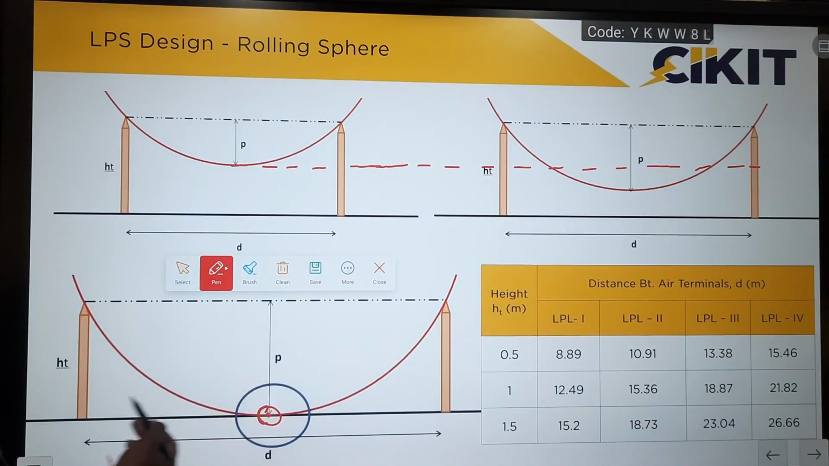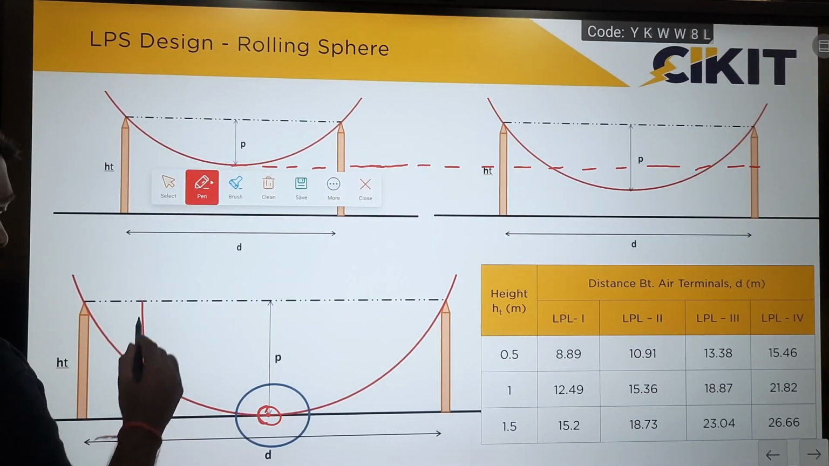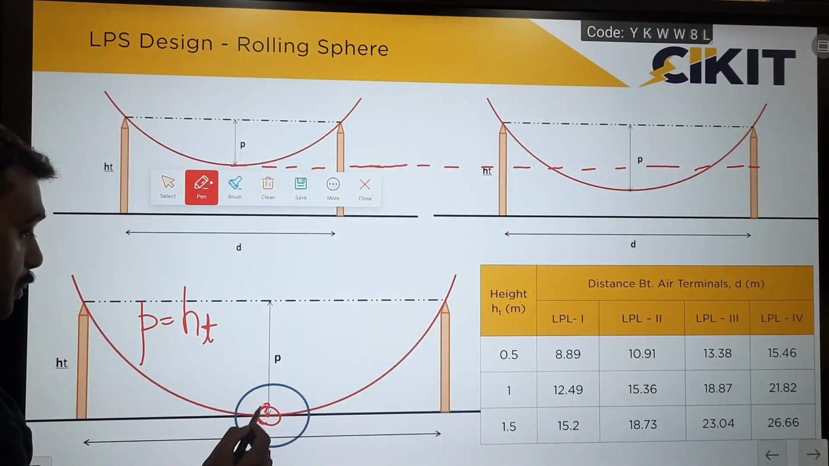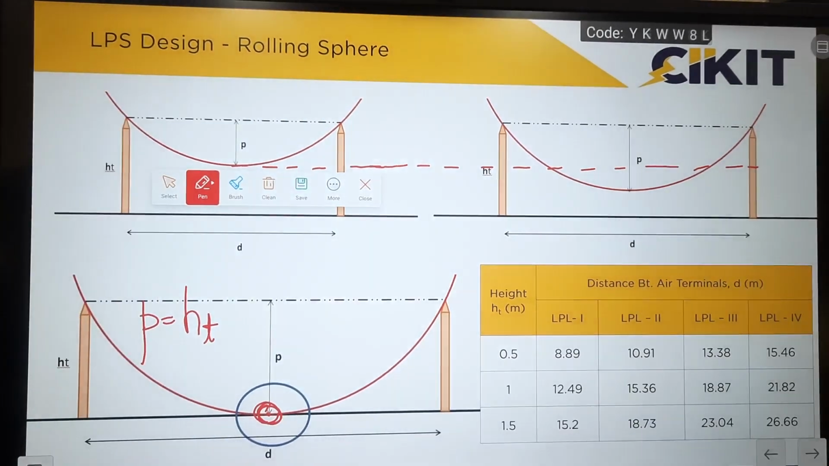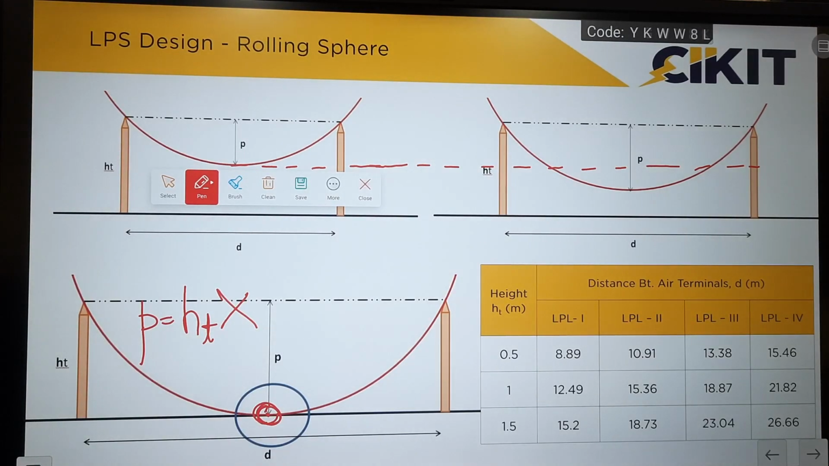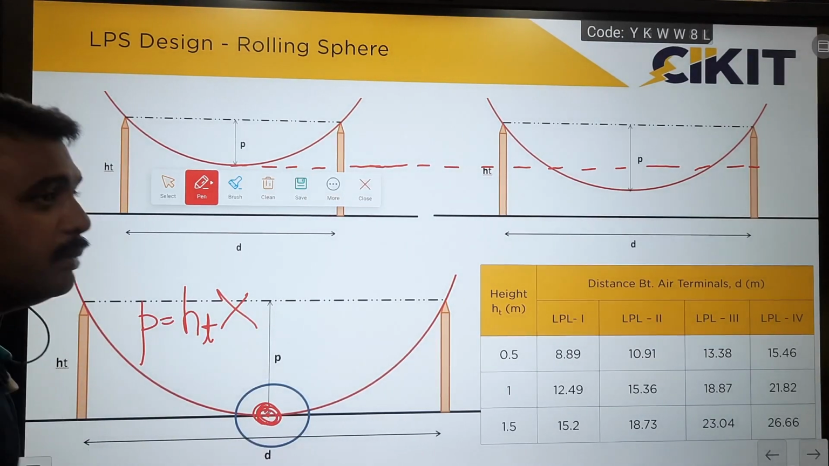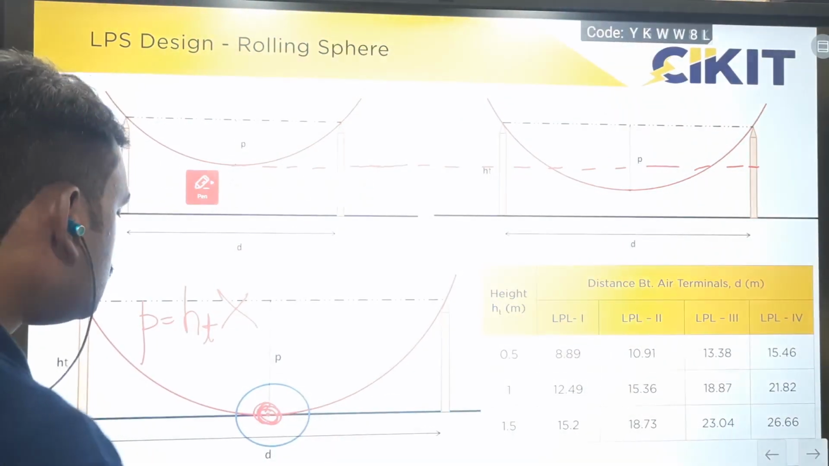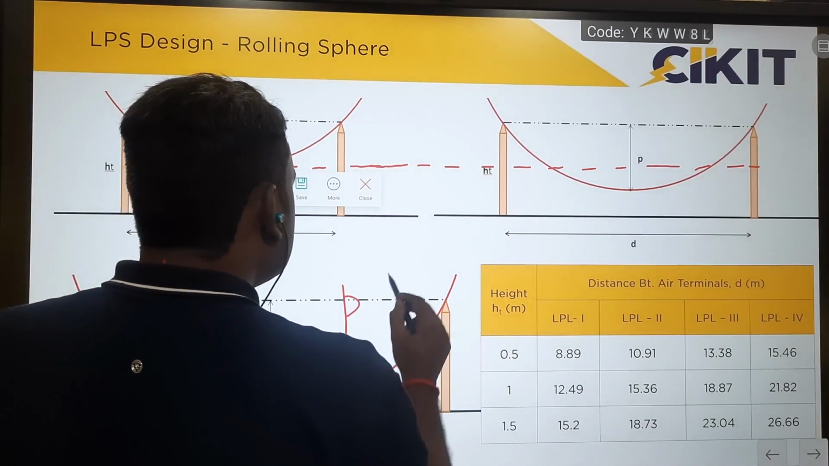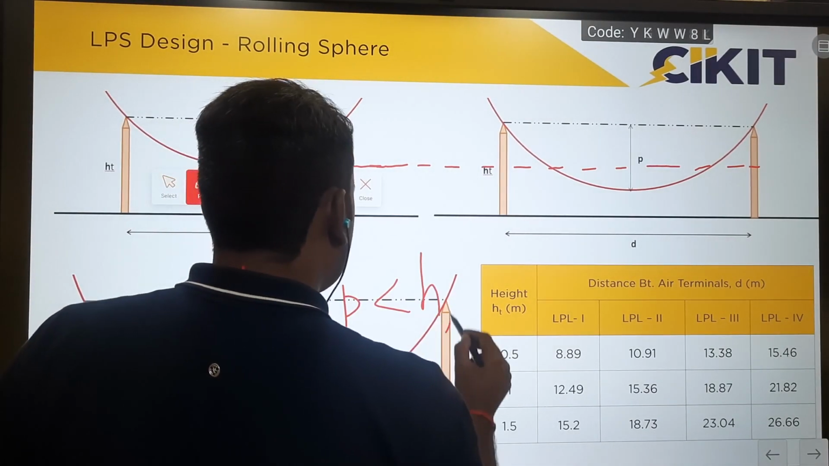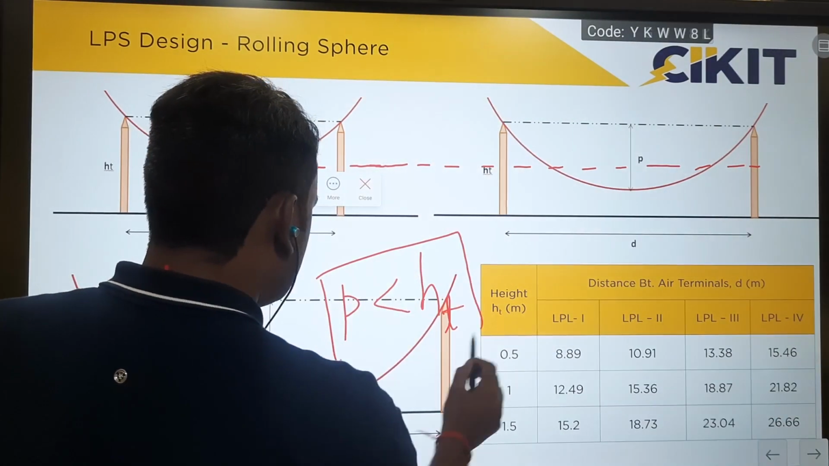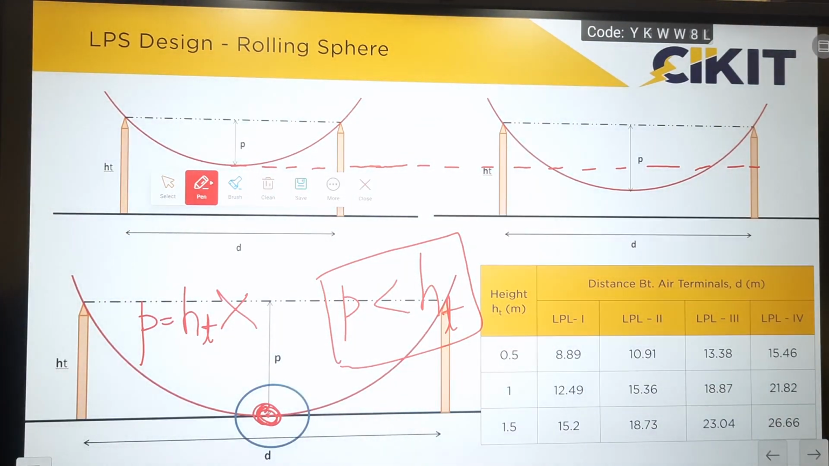If it is just touching, then the penetration distance will be equal to the height of the wall. If the penetration distance is equal to the height of the wall, then the sphere will be making contact at the center point. So it should not happen. In order to avoid that, we always have to keep the penetration distance less than the height of the wall, so that the sphere does not make contact with the structure to be protected.